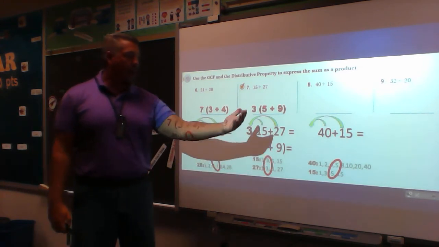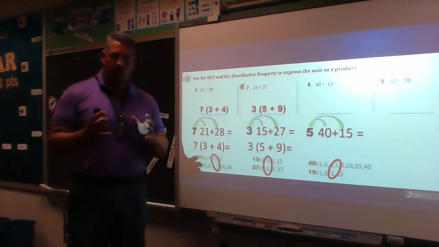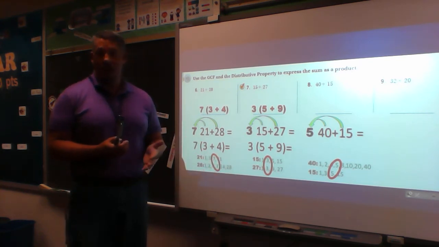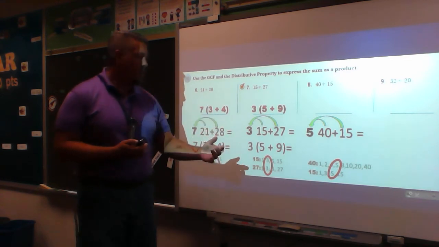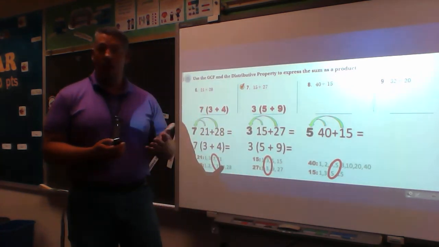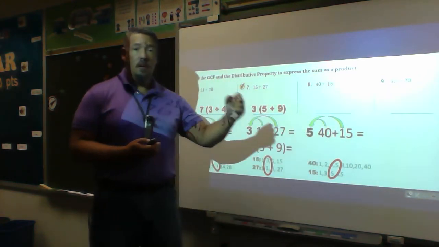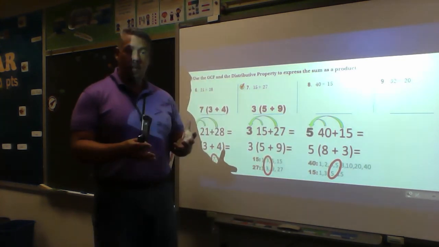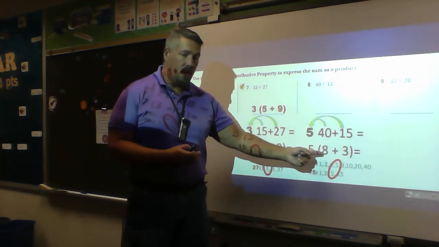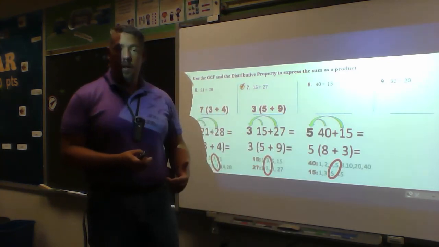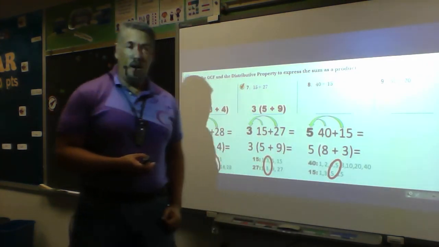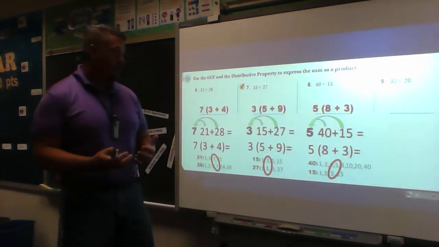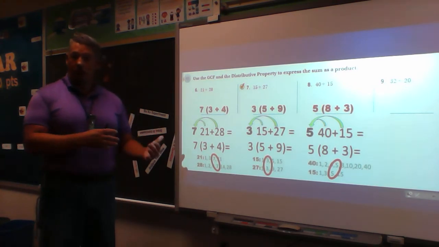So when I take my 5 out, and I know I'm left with parentheses, well, what's going to be left in the parentheses? That's going to be how many times 5 goes into each of those numbers. 5 goes into 40 8 times, and 5 goes into 15 3 times. So I'm left with my 5, the parentheses, and everything that's left. 5 went into 40 8 times, and kept the addition sign that's already there, and then 5 goes into 15 that 3 times. That is my product answer for distributive property. 5 times, in parentheses, 8 plus 3.